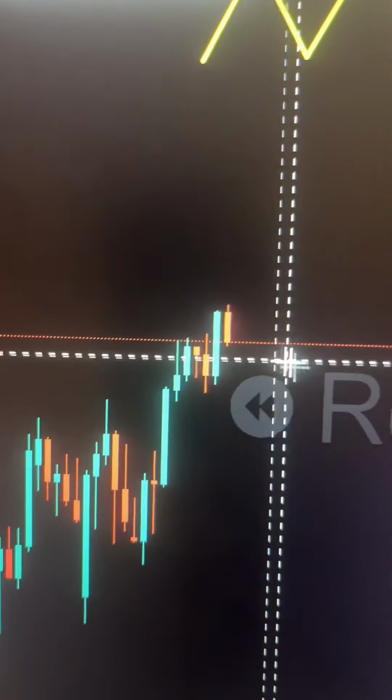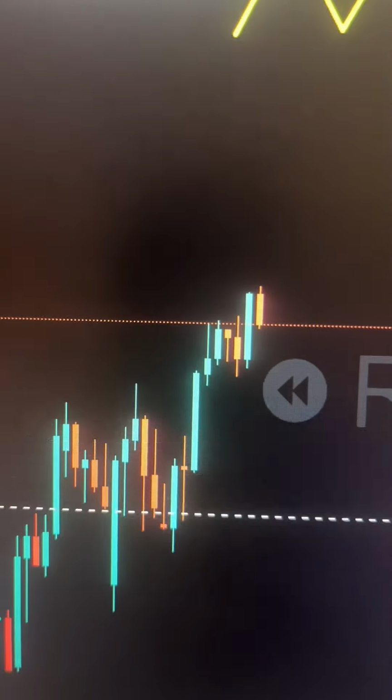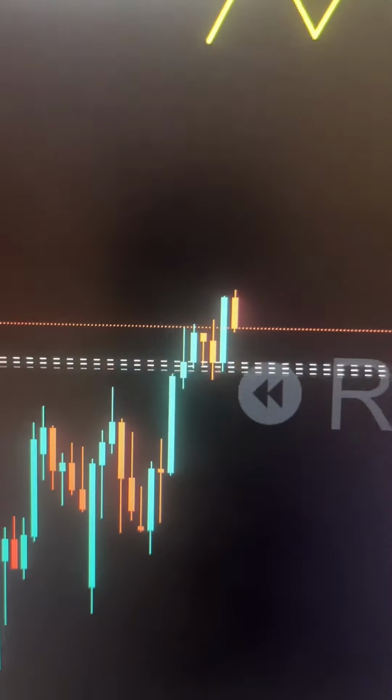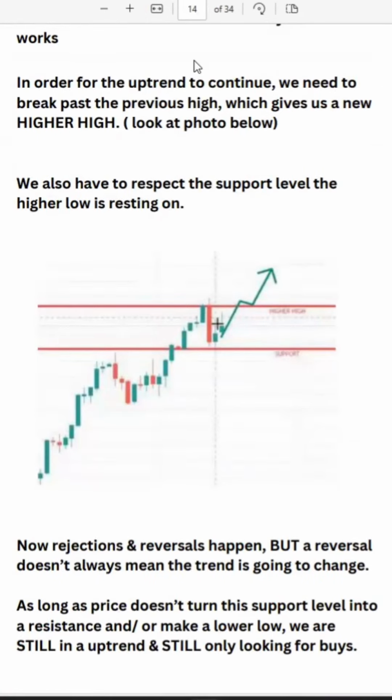But since we know that we're in the uptrend, we need to understand the rules of the uptrend, because the rules of the uptrend are going to explain what needs to happen for the trend to continue, as well as what needs to happen for the trend to change. It says right here, in order for the uptrend to continue, we need to break past the previous high, which gives us a new higher high. Look at the photo below. We also have to respect the support level the higher low is resting on.